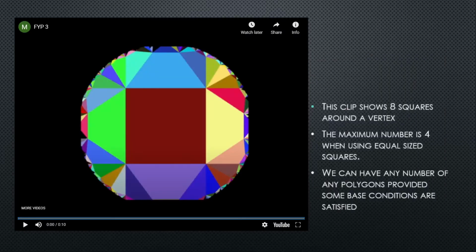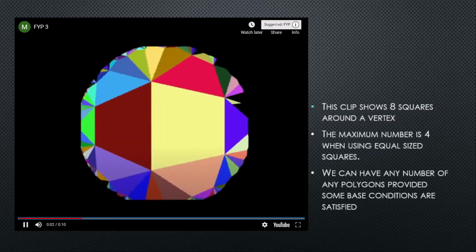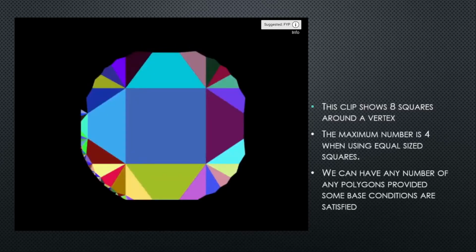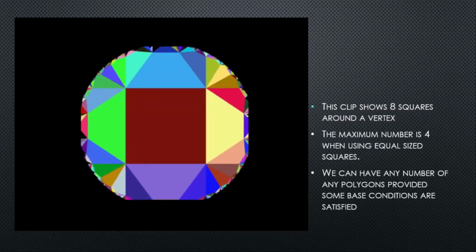This clip contains an example of 8 squares around a vertex. Remember though that we cannot have any other number than 4 when using equal size squares around a vertex. In fact, they don't even need to be squares. They can be any polygons and we can have almost any number of them provided they satisfy some base conditions.